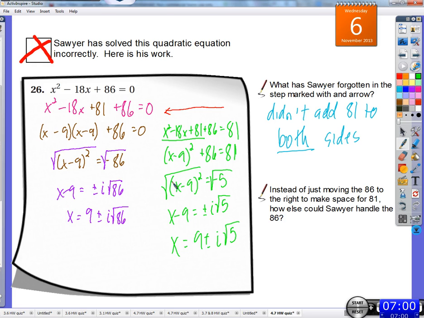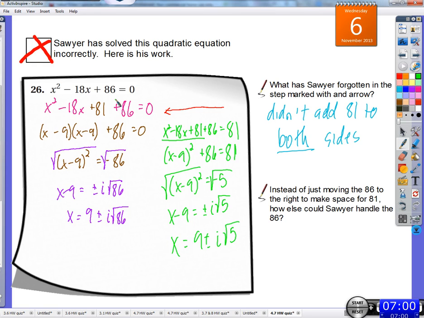Other idea? You can subtract 86 from both sides right away. That'll be very similar. Any other ways we can handle that? The only other one that people don't seem to do very often is very similar to subtracting 5 from both sides, just separating 86 into 81 plus 5. That's 86, right? Now you have the 81, and you're still going to subtract 5 from both sides.